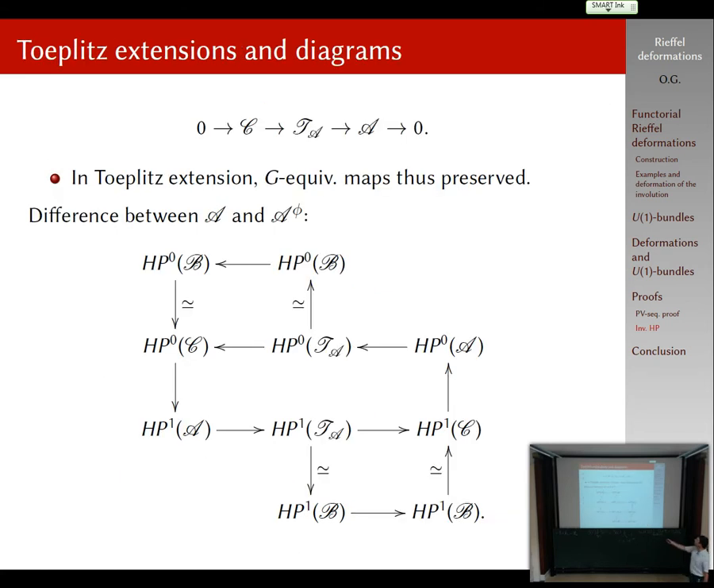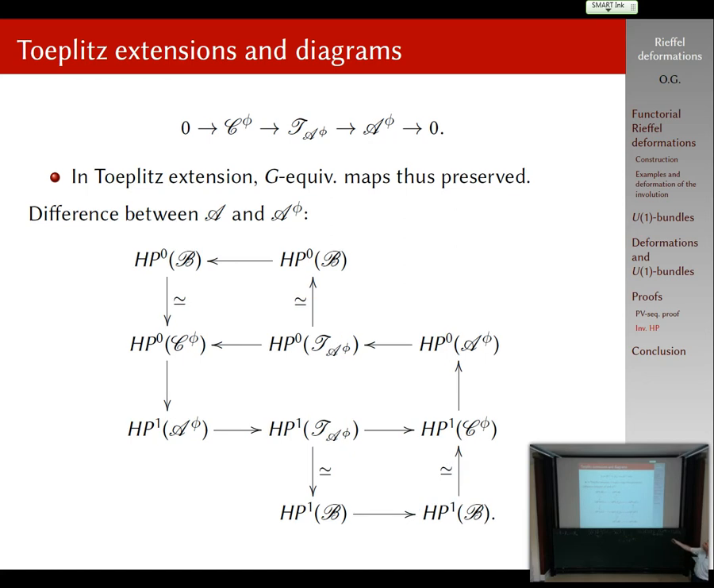Okay, so: six-term exact sequence, Toeplitz extension. The good point is that our construction of the Toeplitz extension is very natural, and therefore it belongs to this category of smooth tame representations, provided A is in these tame representations. So you have the same short exact sequence for the deformed algebra. You can give a meaning to that, and the short exact sequence stays the same.